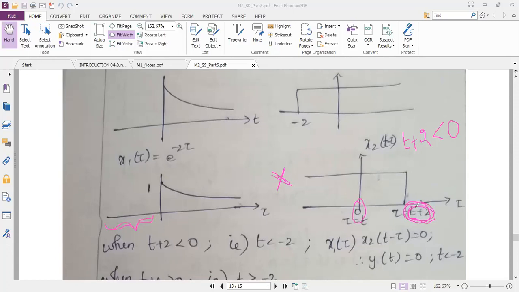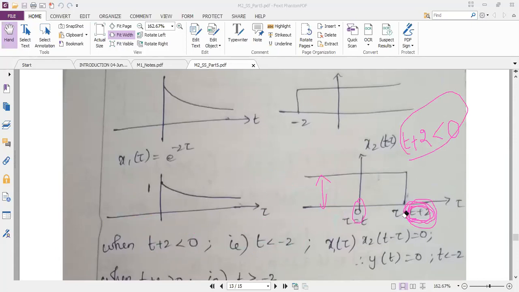Yes, because in this place I do not have any amplitude. When t plus 2 is less than 0, here I have an amplitude of course, but here I do not have an amplitude. So when t plus 2 is less than 0, I won't get the output. After writing t plus 2 less than 0, I can write in terms of t by moving that number to the other side. So when t is less than minus 2, I won't get the output. I think you do not have any doubt in this.